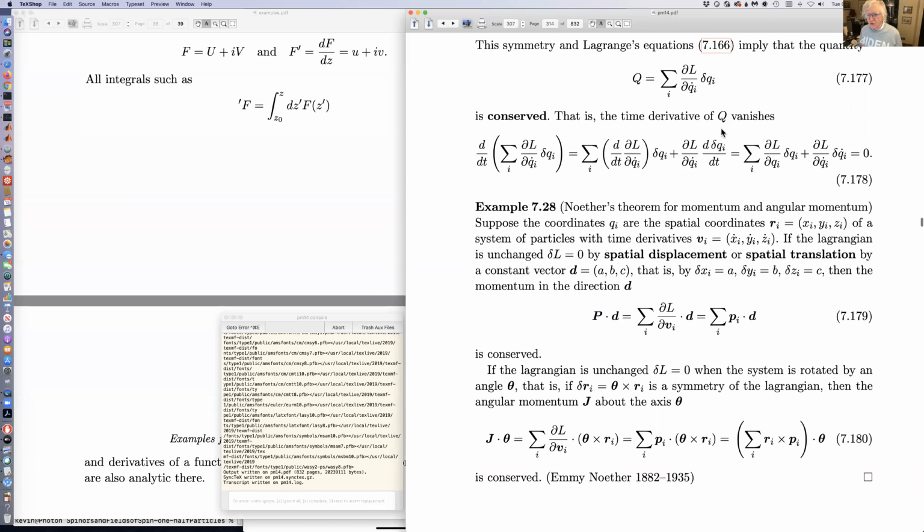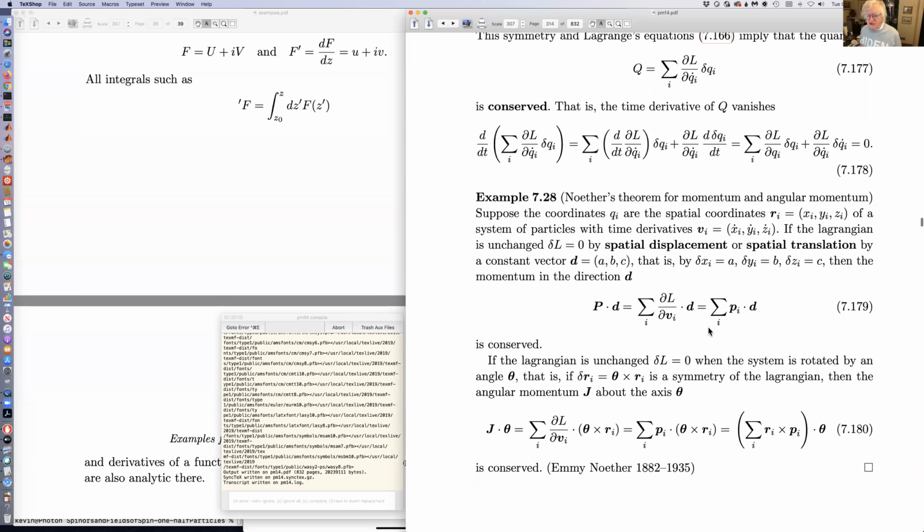So this is the quantity that's conserved. So this is Q. What is this P? Well, you're instructed to take the partial of L with respect to each velocity and dot it into the symmetry change. The change in the Q's under which the Lagrangian is symmetric is D, a constant displacement. So we get that the momentum is conserved.